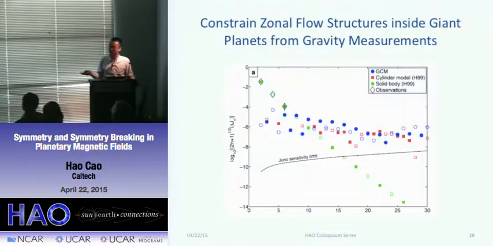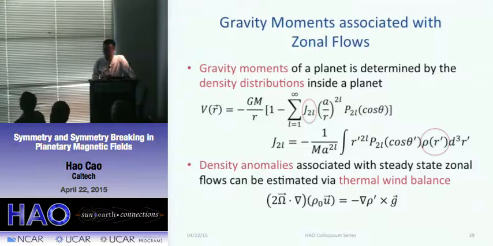If the winds are shallow, this is the gravity moments and this is the amplitude, and the gravity moments will follow this green curve. So it's just a power law drop. And so you have J2, J4, and then if it's mostly solid body rotation, a high order gravity moment will be quite small.